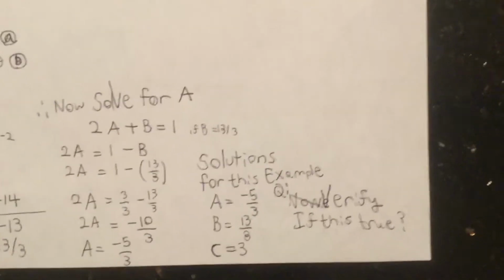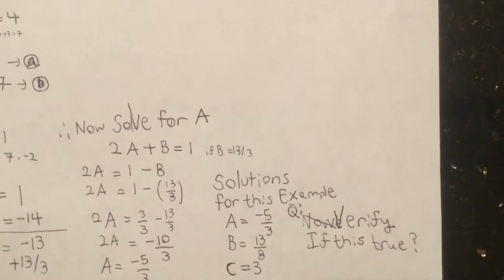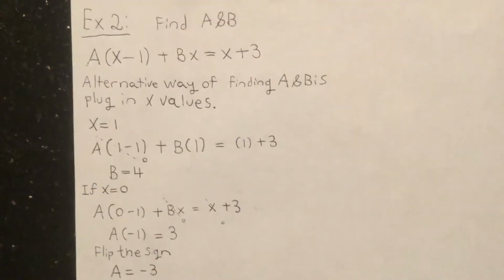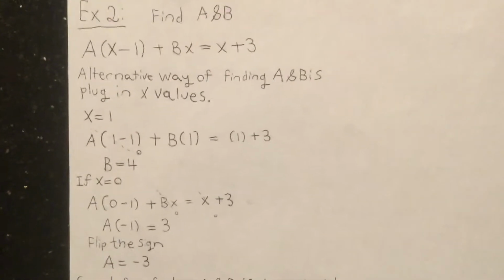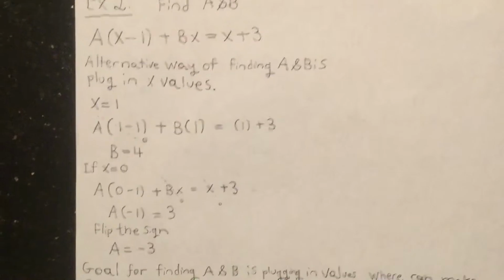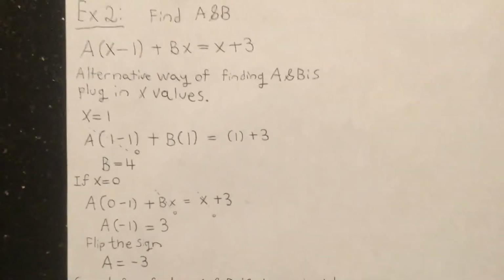Question, guys: I want you to verify if this solution is true or not. Now off to the second example. I want to find the parameters a and b of a times x minus 1 plus bx equals x minus 3. Those terms look linear, the x terms I'm talking about.